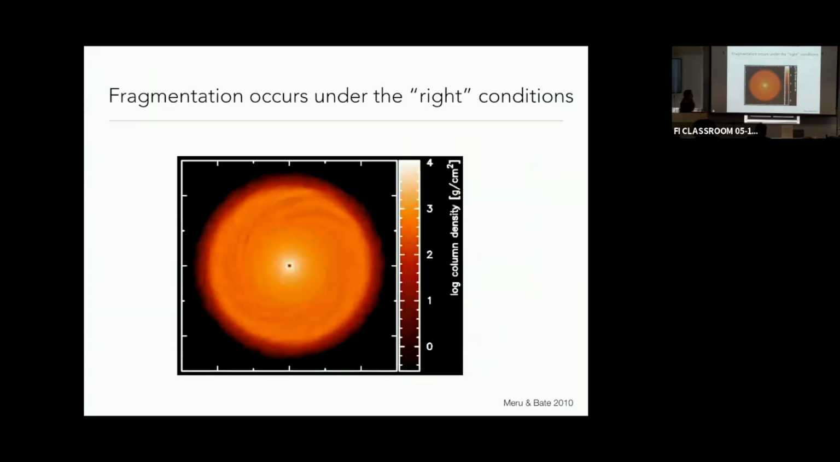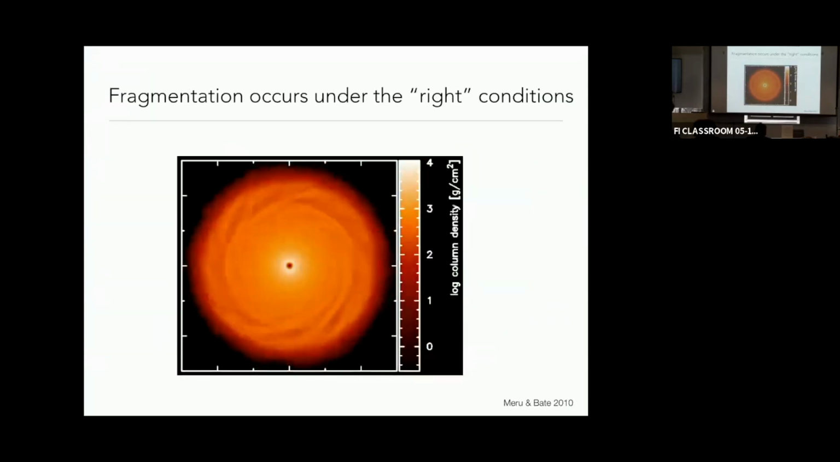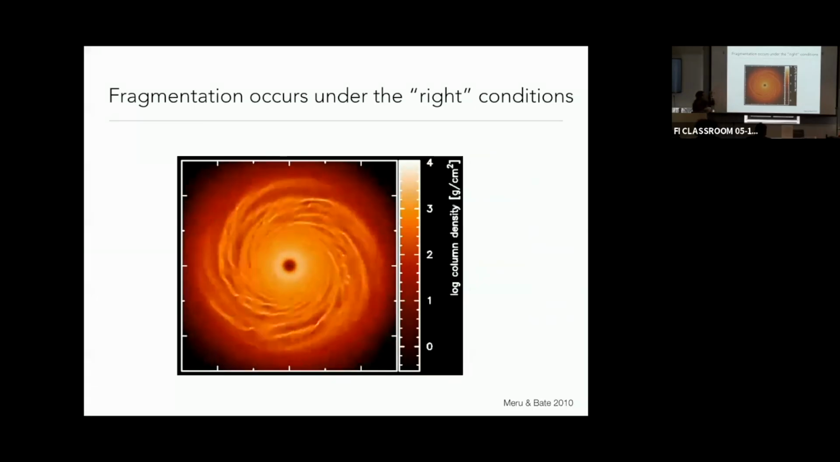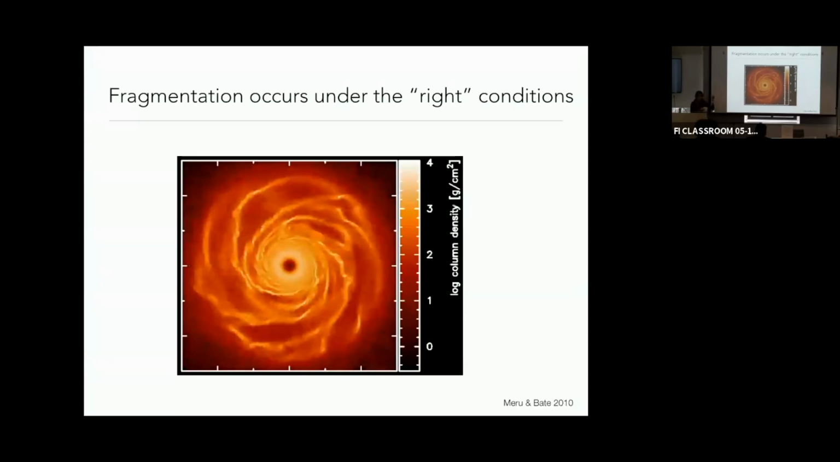So I'll just show you one movie of these. Gosh, this is from a decade ago, where you've got a self-gravitating disk evolving. Eventually, what you'll see is that in the outer parts, the spirals become unstable, and I'll talk you through the physics of this in a minute. They become unstable, and eventually they fragment into these little gas balls, basically.